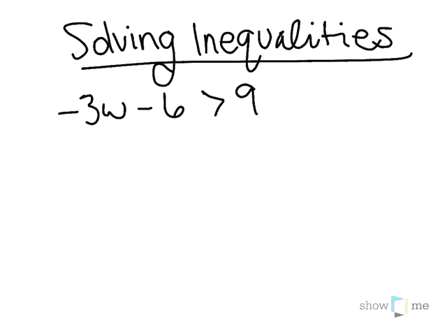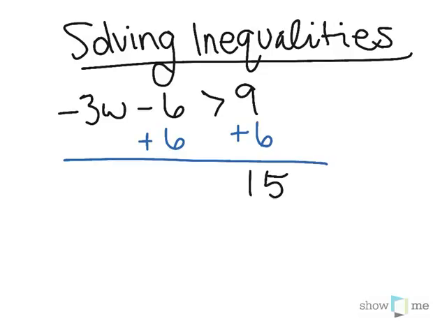Negative 3w minus 6 is greater than 9. Well, we need to get w by itself, so we're going to add 6 to both sides. Now that gives us 9 plus 6, which is 15. We still have greater than. The 6's go away, leaving us with negative 3w is greater than 15.